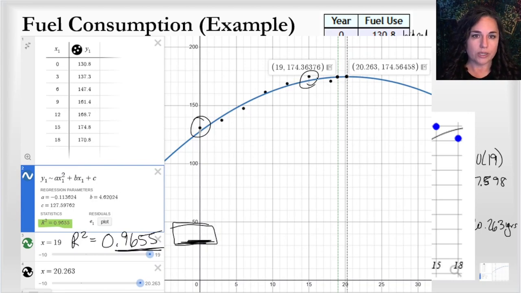What I did was I put a couple of points in here. I evaluated it at 19. When it's 19 years after 1990, and then the number I calculated for the vertex, you can see that the vertex is right there, 20.263. Corresponds to that vertex value.